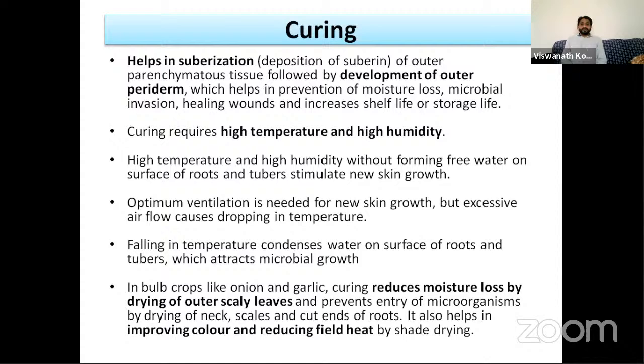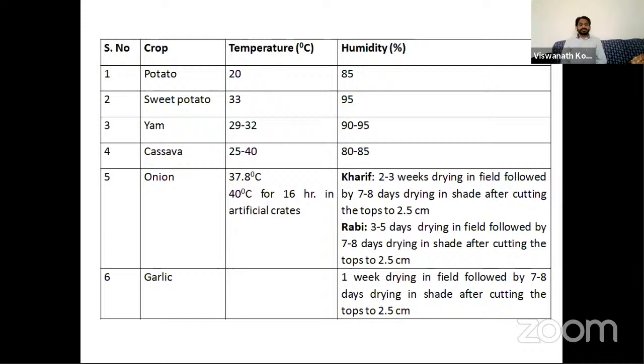There are different points that are the benefits of this curing that you can read here. So these are the different temperatures and humidity. Every time there is one question in ARS about the curing temperature and curing humidity. So you can see the temperature and humidity requirement for each crop: potato, yam, cassava, onion, and garlic. You can remember the temperatures and the humidity.